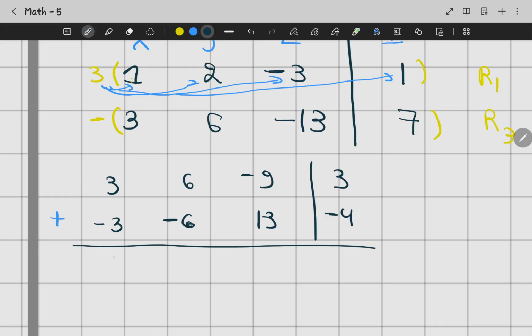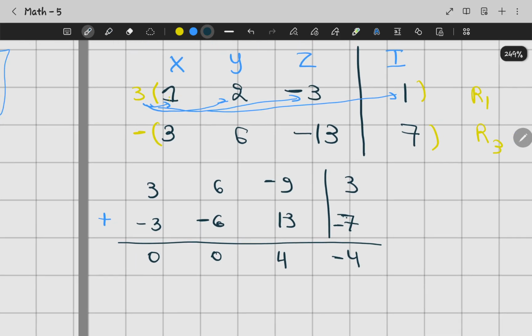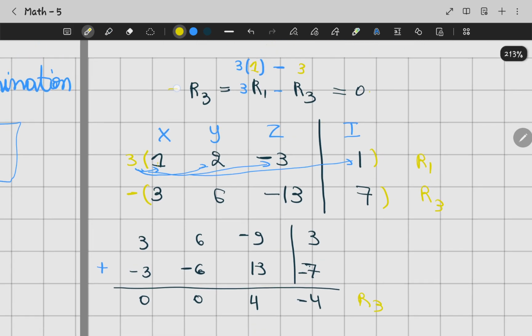and the answer will be 0, 0, 4, and then this one's not actually 4. It was 7 here, so it's going to be negative 7, which will give me negative 4. Okay, and this is the new R3 that we just calculated when applying this formula.